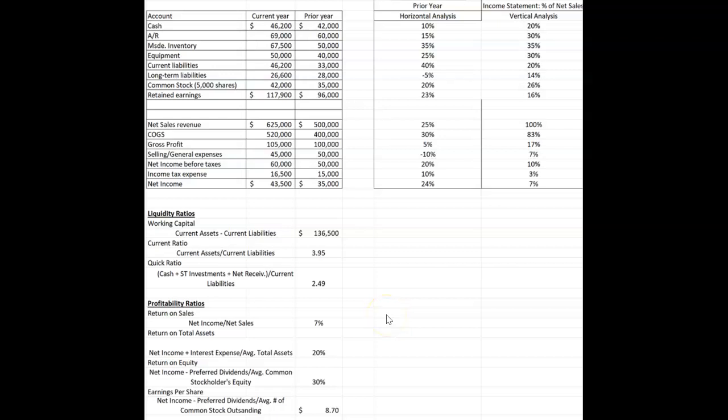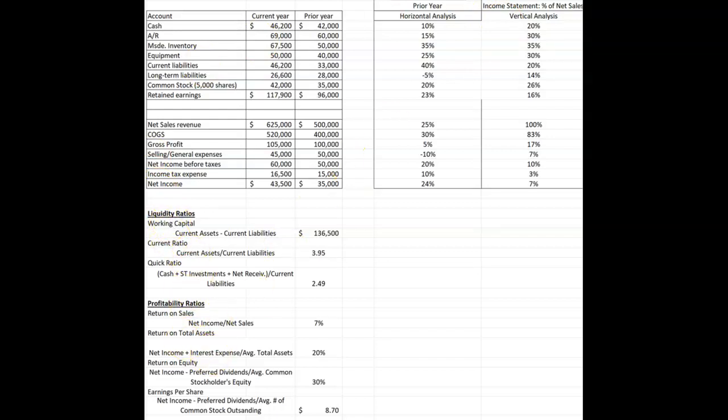Okay, this is the solution to Galloway, whatever it is. Maybe I don't know, I want to say Galloway Ford, but that's not it. And what they ask for in the first place is a horizontal analysis and then a vertical analysis. All right, and then it's going to go through two sets of ratios here.